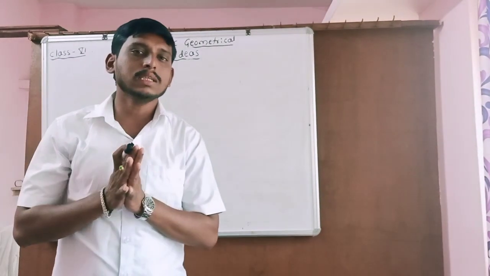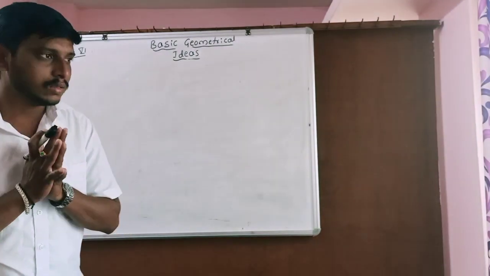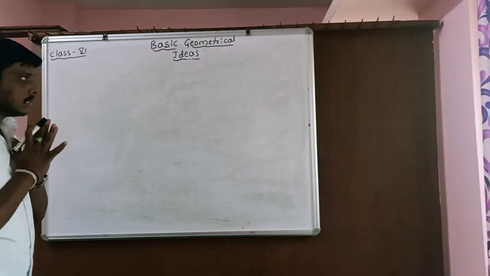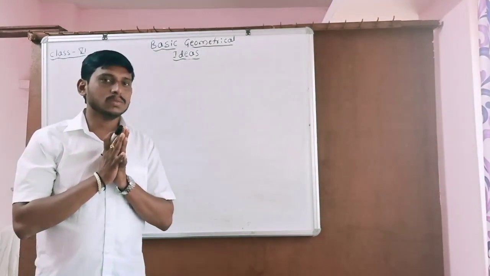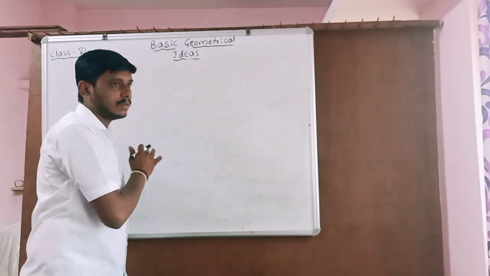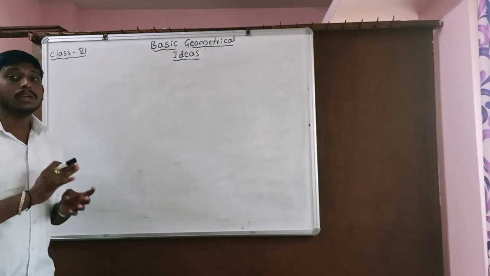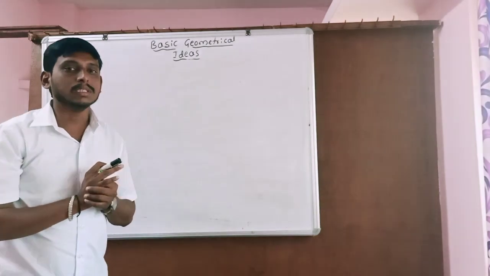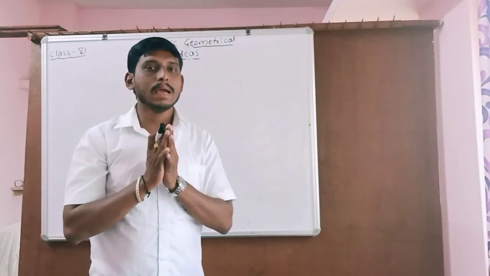So geometry is necessary to learn. Is it necessary or important? Yes, of course. Why? For example, whenever you measure the length and breadth of that whiteboard, you need length and breadth, meaning dimensions. So length, breadth, height, these are called dimensions.